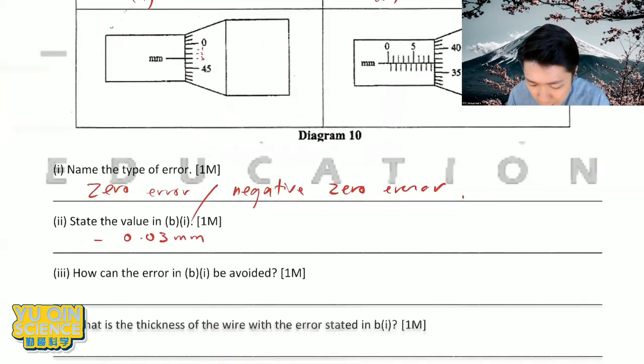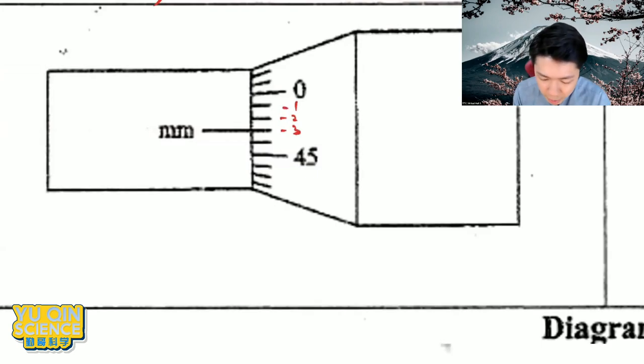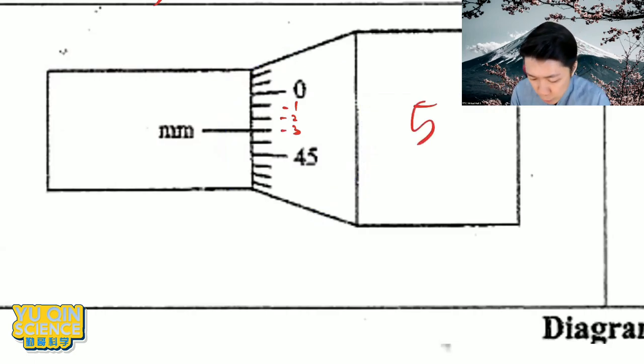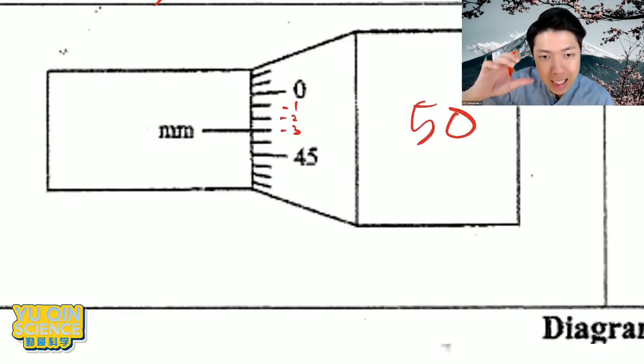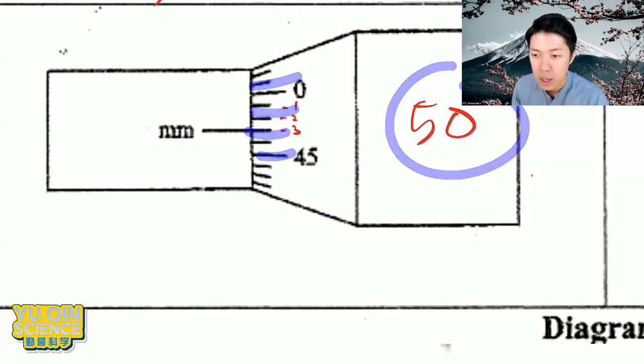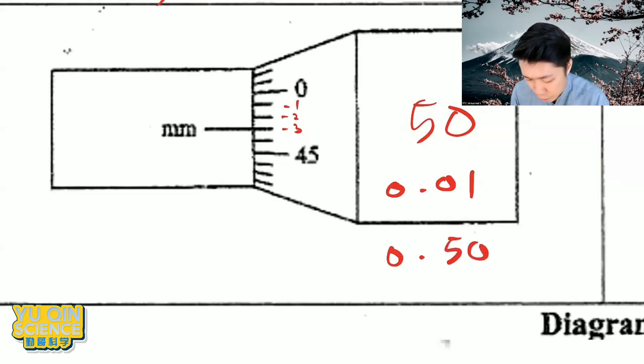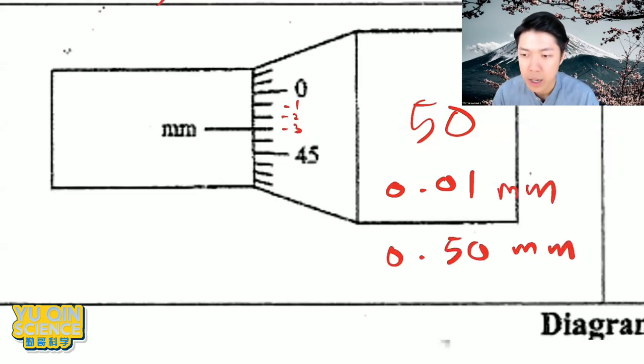Do you all know how many numbers we have? How many divisions do we have here in total? Maximum we have 50 divisions only. That means this thing can turn tap tap tap 50 times, 50 divisions, 50 lines. So the smallest unit is 0.01. The largest is 0.50, both in mm, by the way. Is that all right? Smallest is 1, meaning 0.01 mm. Largest is 50, meaning 0.50 mm.